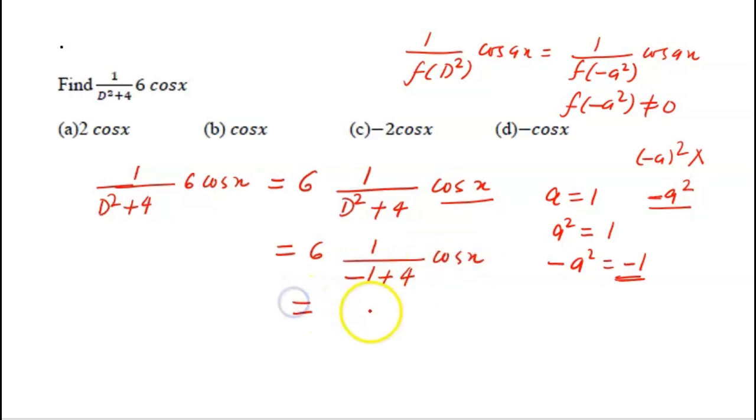So what will happen? I will get 6 into 1 by 3 cos x. So 6 and 3 cancel, so I will get 2. So the answer will be 2 cos x. So which option is correct? The option A is correct. Okay.